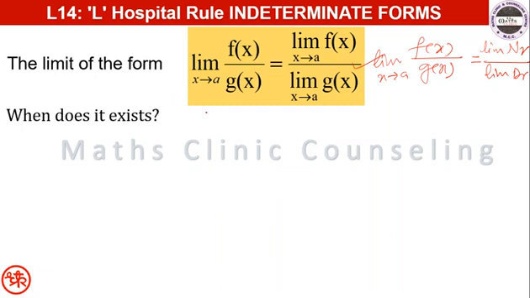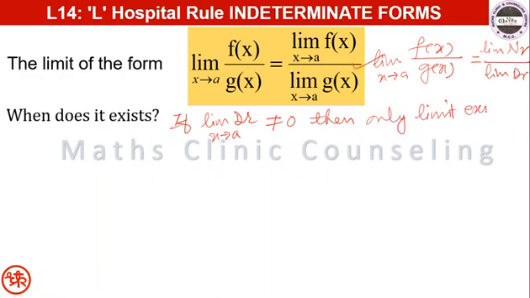So when does it exist? If limit of denominator as x tends to a is not equal to 0, then only the limit exists. The denominator here is g of x. So what about when the limit of denominator is 0 and the limit of numerator is also 0? That we will discuss.